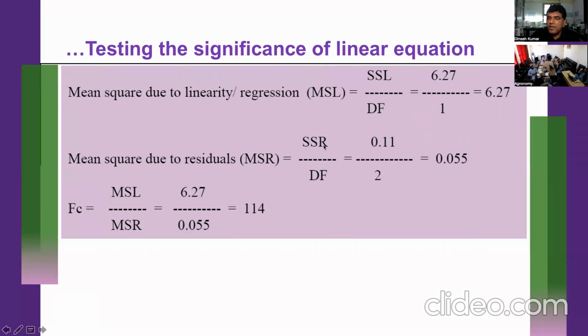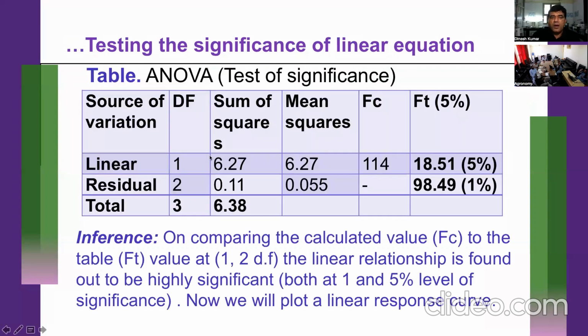Sum of square due to residual or error, degree of freedom 2, is 0.055. F calculated is MSL divided by this value: 6.27 divided by 0.055. You get 114. Now you can put all these values in the table.